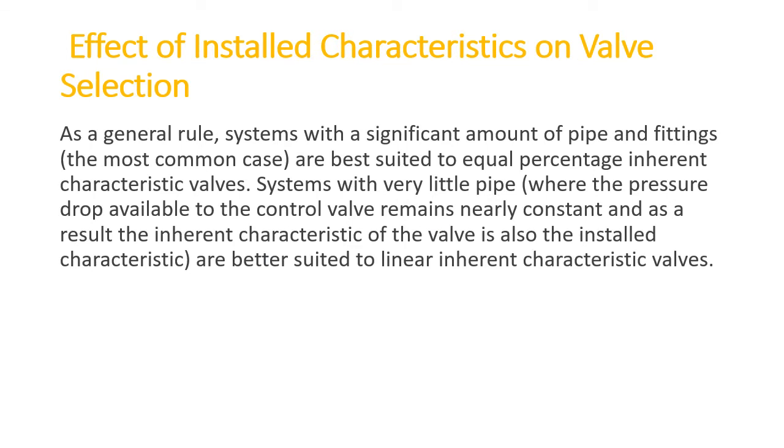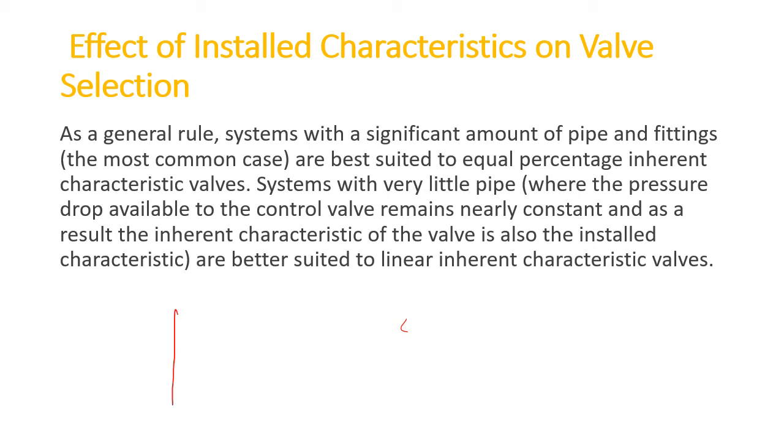As a general rule, systems with a significant amount of pipe and fittings are best suited for the equal percentage inherent characteristics valve. Systems with very little pipe, where the pressure drop across the control valve remains nearly constant, and as a result the inherent characteristics of the valve are almost the same as the installed characteristics, are better suited for the linear characteristic.